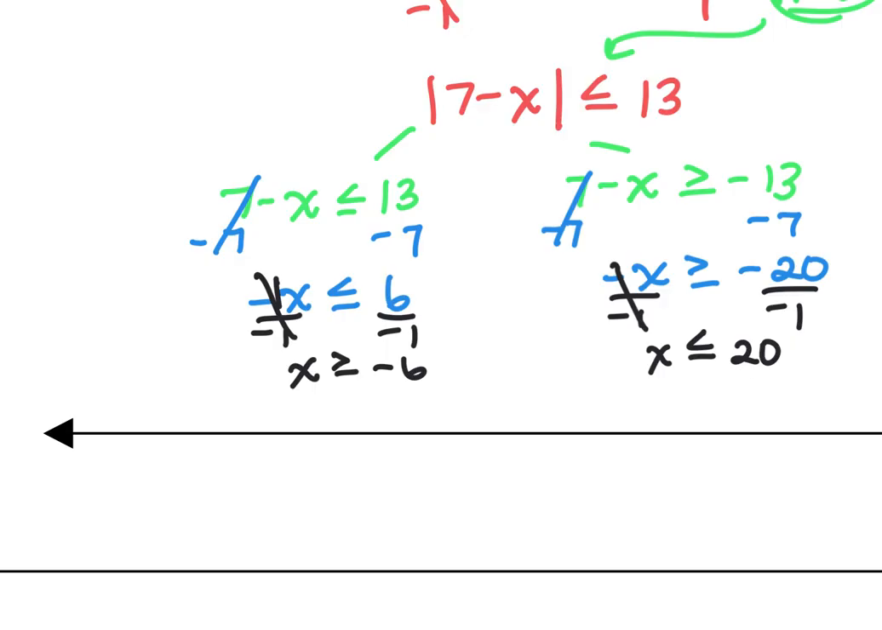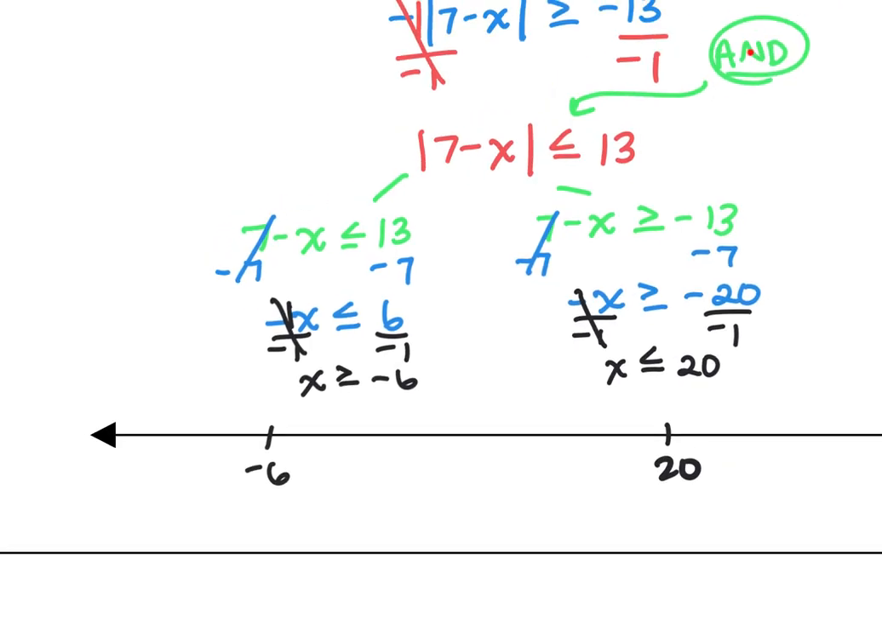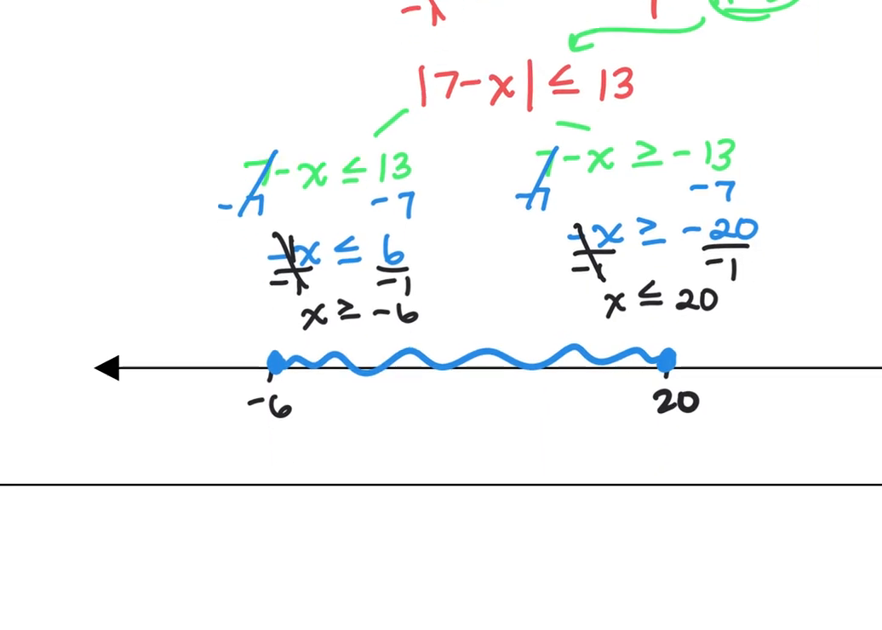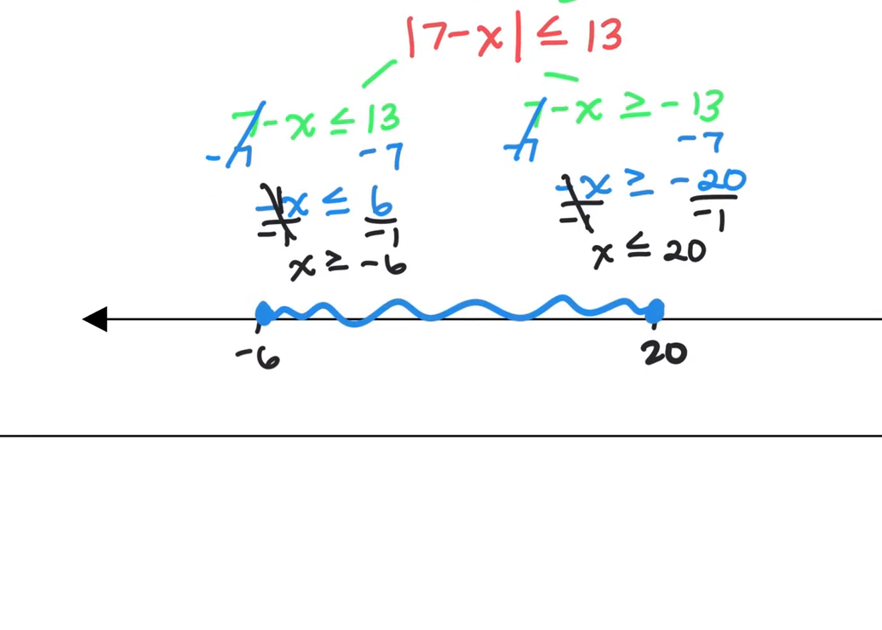So now when we graph this, we would have our -6 down here and our 20 down here. And it's going to graph like an "and" inequality because it's greater than or equal to -6, but less than or equal to 20. So you're going to see that they graph together. Both are closed circles, and we graph together. Which means if we're writing it as an inequality, -6 is less than or equal to x, which is less than or equal to 20.